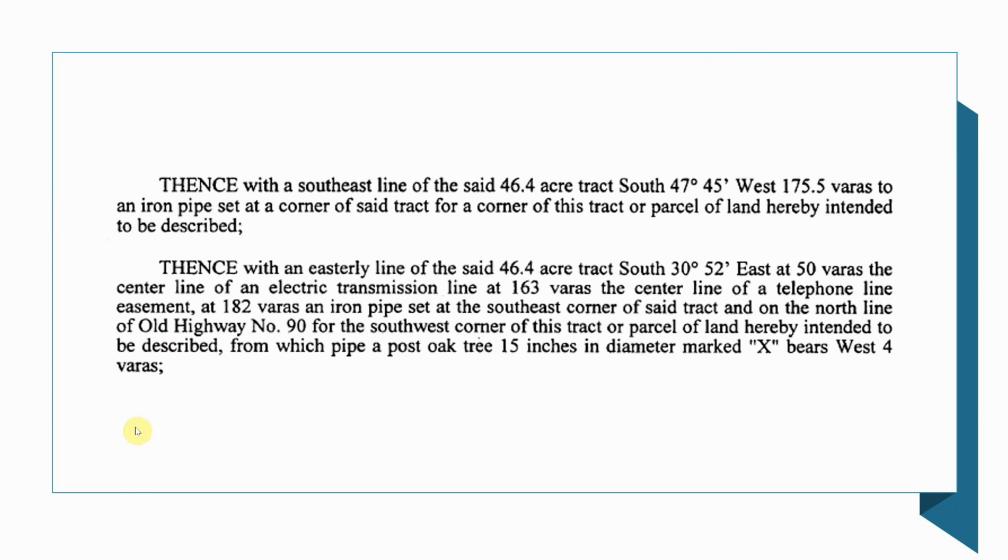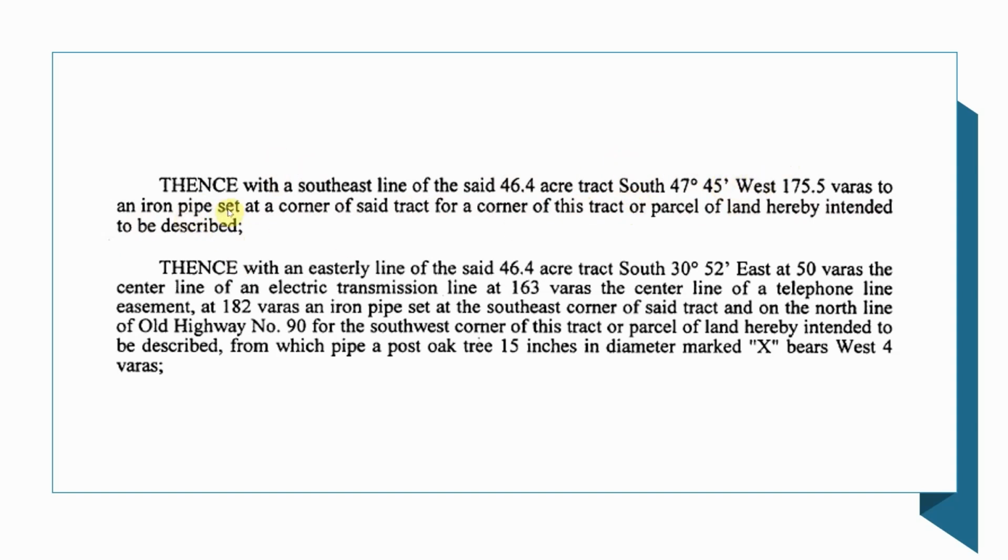Alright, so moving forward, after we found our point of beginning and our first corner, we're at that 591 iron pipe. Thence, with the southeast line of the said 46.4 acre tract, south 47 degrees 45 minutes west, 175.5 varas to an iron pipe set at a corner of said tract for a corner of this tract or parcel of land hereby intended to be described. And this is important too. Again, there's nothing that we've pointed out in the middle of this one. We just know from that iron pipe we just recovered, we're going 175.5 varas south 47 degrees 45 minutes west.